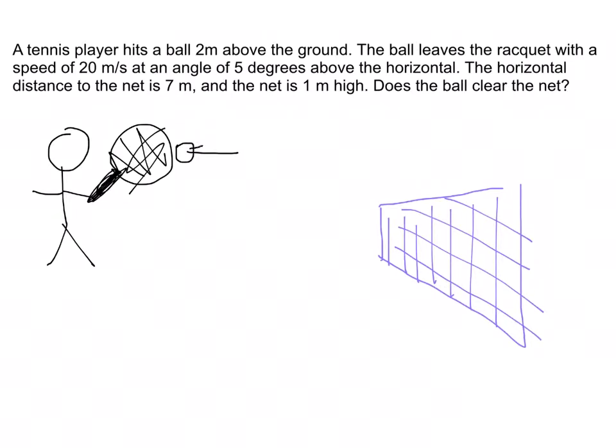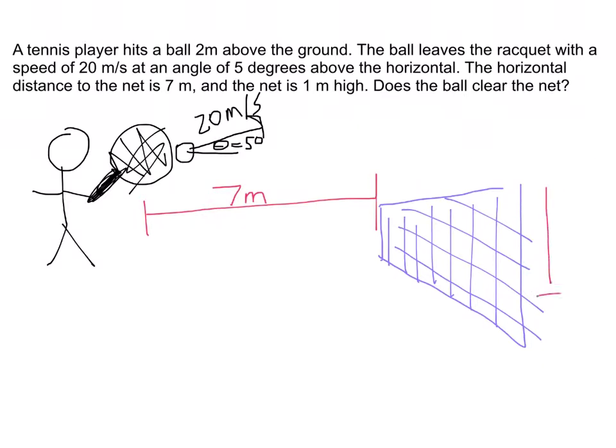And it's got this velocity of 20 meters per second. And it's got this theta in here, which is equal to 5 degrees. And the distance between the ball and the net is 7 meters. And this height here is 1 meter. And the height above the ground of the ball is 2 meters.